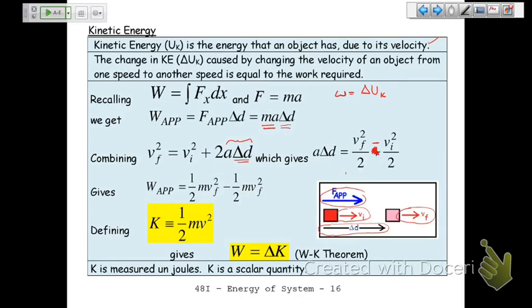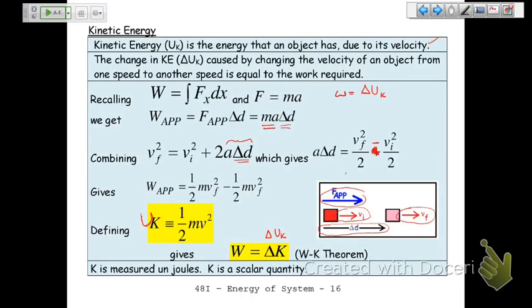I'm sorry about that. I've got to go through and just clean these up. I'm going to call this UK, if you like, UK. And it's defined as a half mv squared. It's defined as that. Now, work equals the change in my kinetic energy, delta UK. And that's called my work kinetic energy theorem.